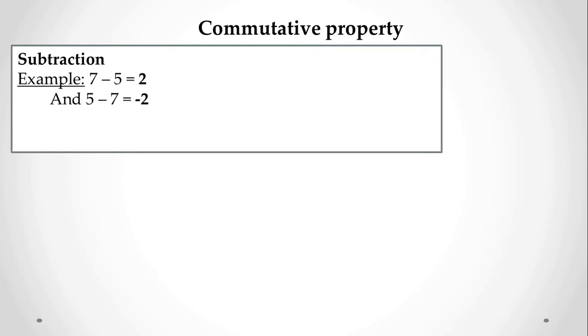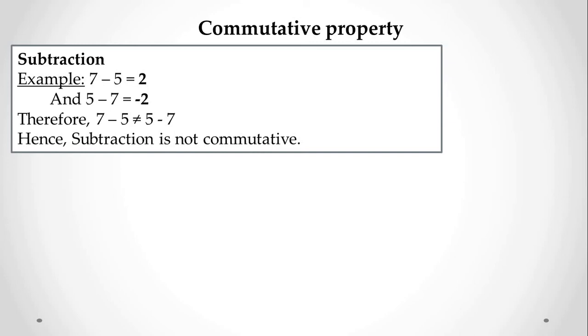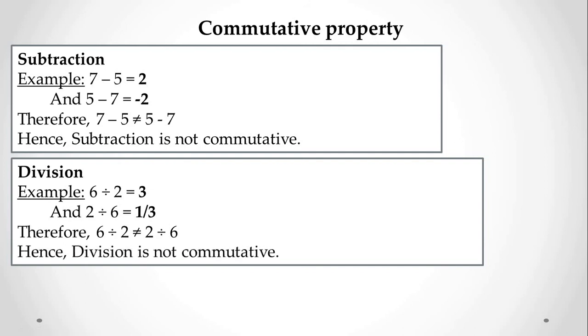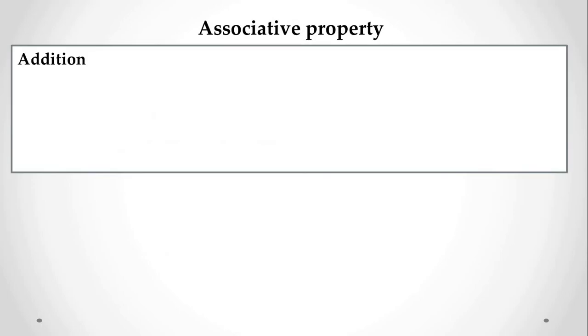In the subtraction operation, 7 minus 5 is 2, but 5 minus 7 is not 2, it is minus 2. So both are not the same. Hence subtraction is not commutative. Next one is division, also the same. 6 divided by 2 is 3 and 2 divided by 6 is 1 by 3. We are getting different results. Both are not the same. So it means division is not commutative.